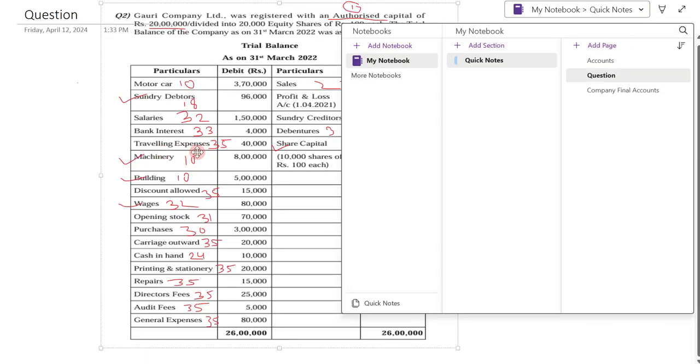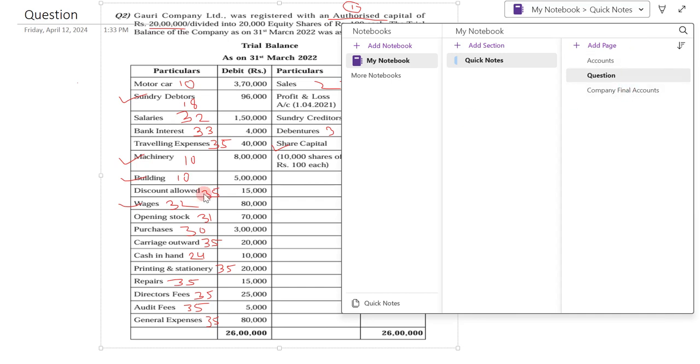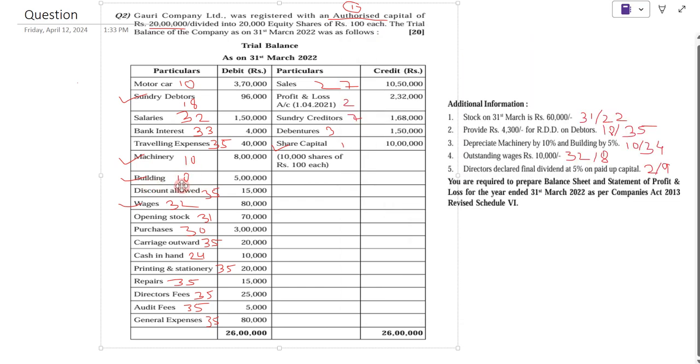Okay. After traveling expenses, next is machinery. On machinery, there is an adjustment, that is depreciation of 10%. 8 lakhs is the machinery, note number 10. Then next is building. Building also note number 10. Value of building is 5 lakh. And how much is the depreciation? 5%. So the second effect of depreciation we have to give in note number 34.